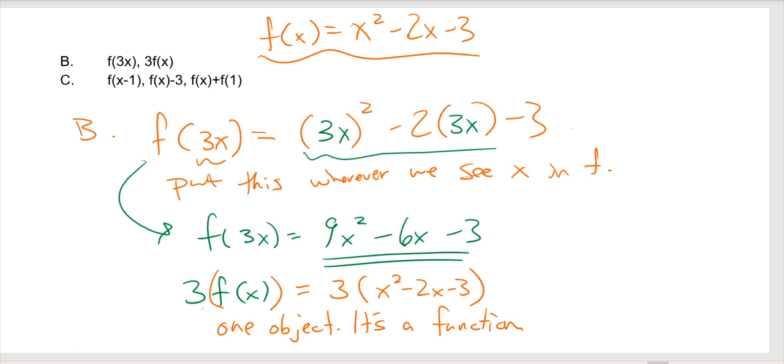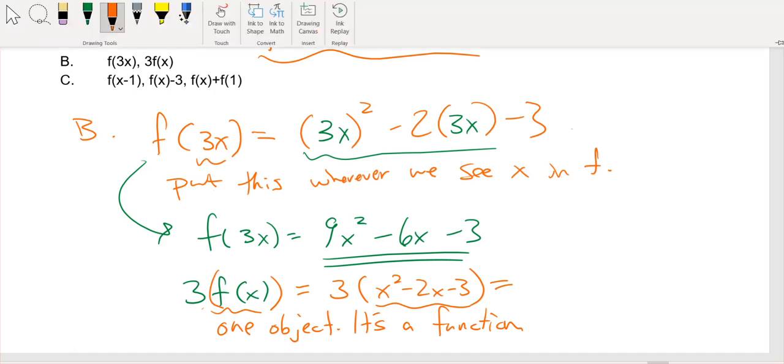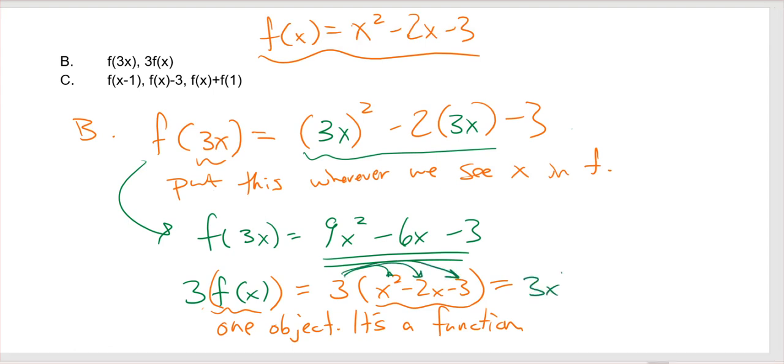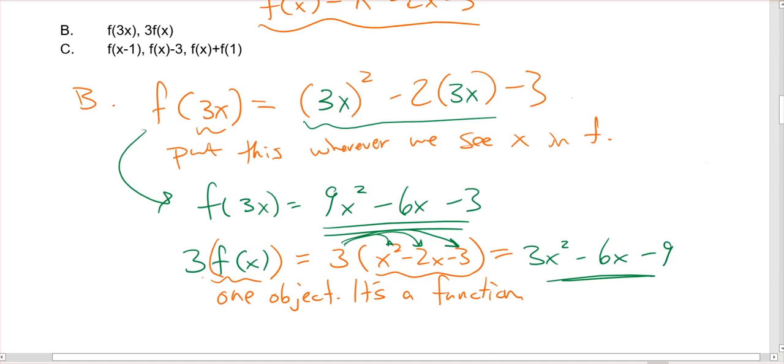So that's 3 times our function f, right? That's the same thing. And then to find what we want to type in or what we want to give as our response, we would probably simplify this by multiplying that 3 through to everything. We do the distribution, 3 times this one, 3 times this one, 3 times this one. So we have 3x squared minus 6x minus 9. And there we go. So there we have it, part B.